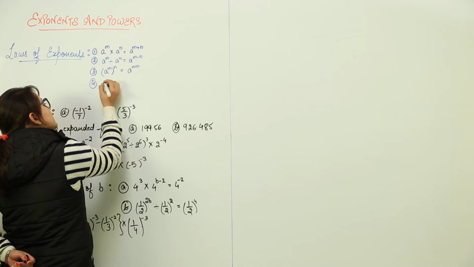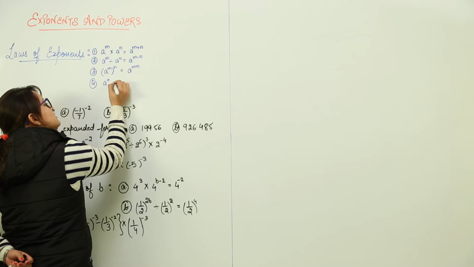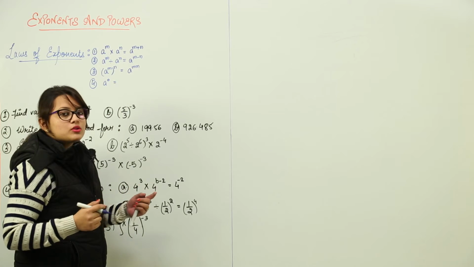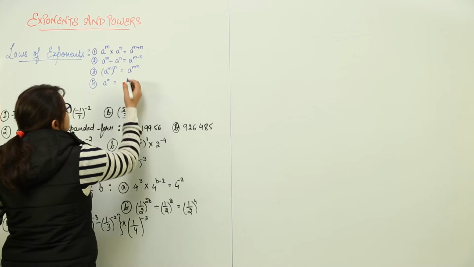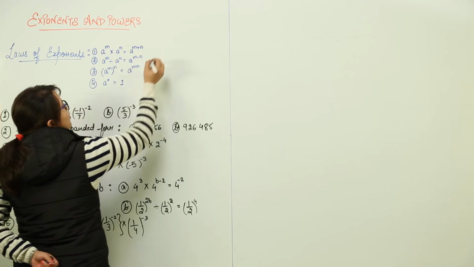What do we have if a raised to power 0? I told you previously also that anything raised to power 0 is always equal to 1. So a raised to power 0 will be equal to 1.